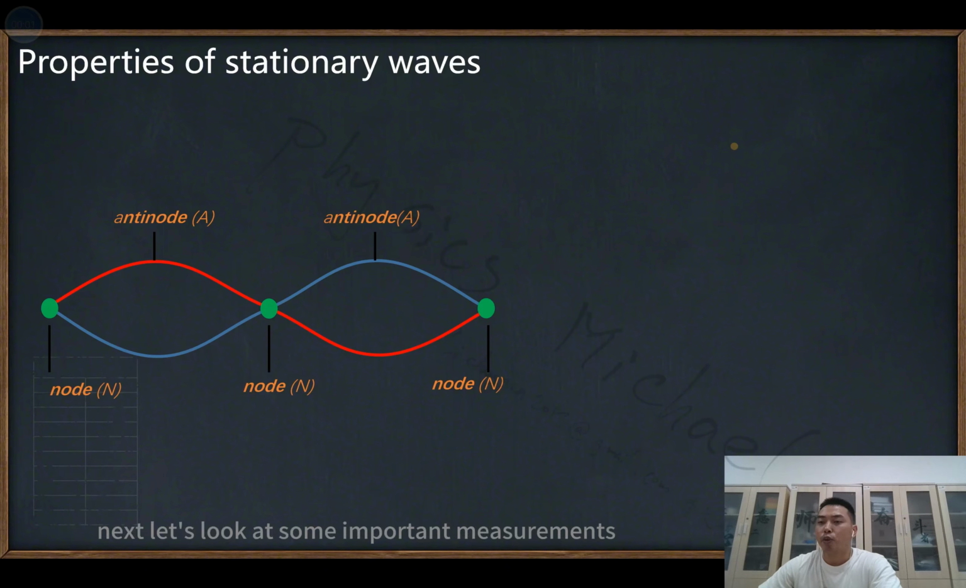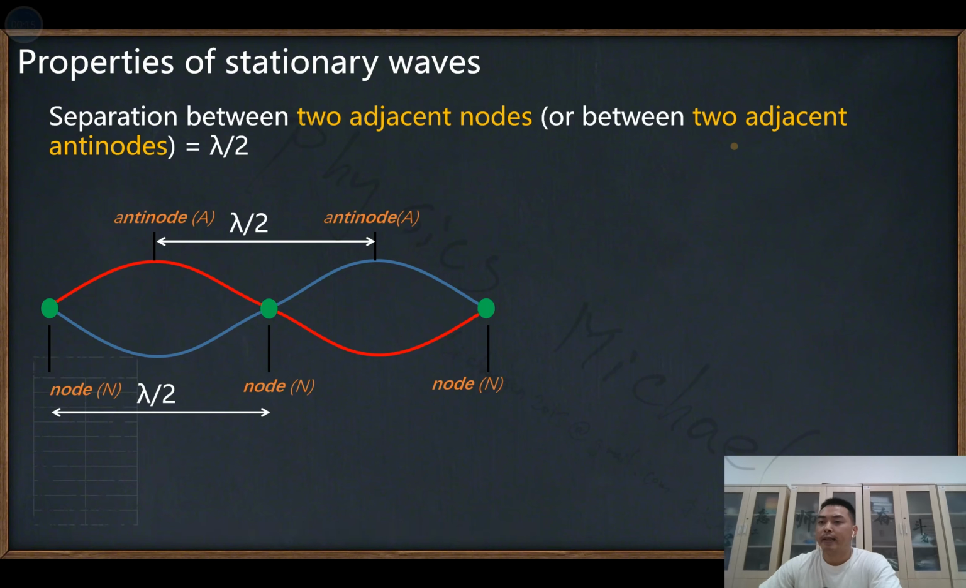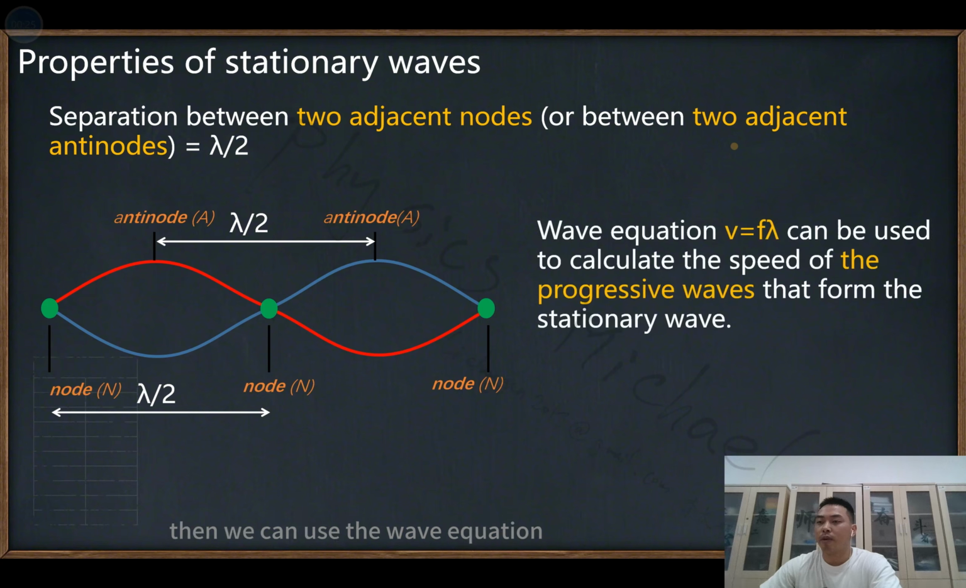Next, let's look at some important measurements and properties in stationary waves. First, the separation between two adjacent nodes is equal to half a wavelength. The same is true for the separation between two adjacent antinodes. It's also half a wavelength. Then, we can use the wave equation, wave speed equals frequency times wavelength, to calculate the speed of the progressive waves that form our stationary wave.